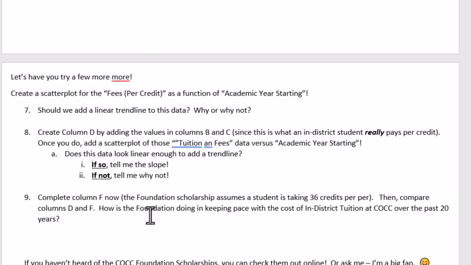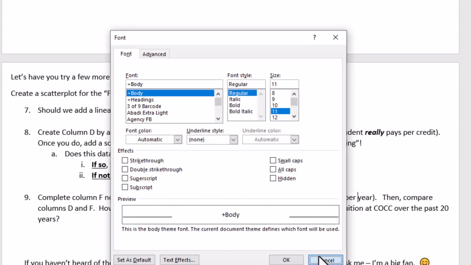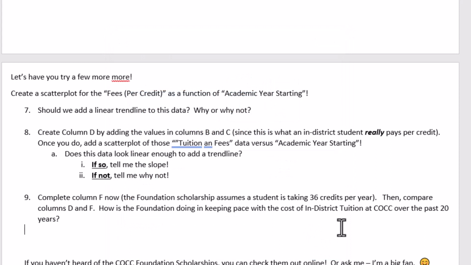Complete column F. Now, the foundation scholarship assumes a student is taking 36 credits per year. Then compare columns D and F. How is the foundation doing in keeping pace with the cost of in-district tuition?